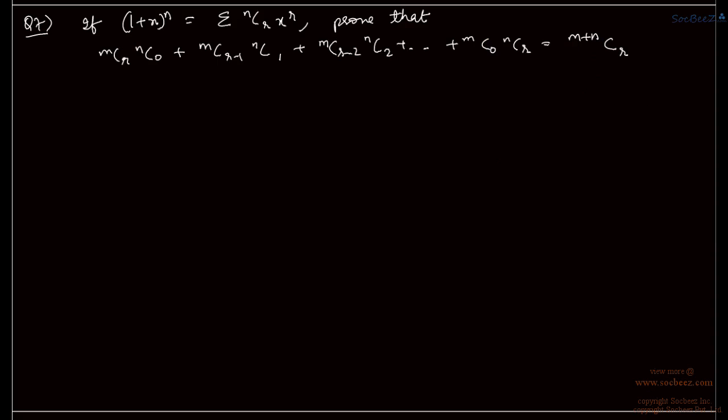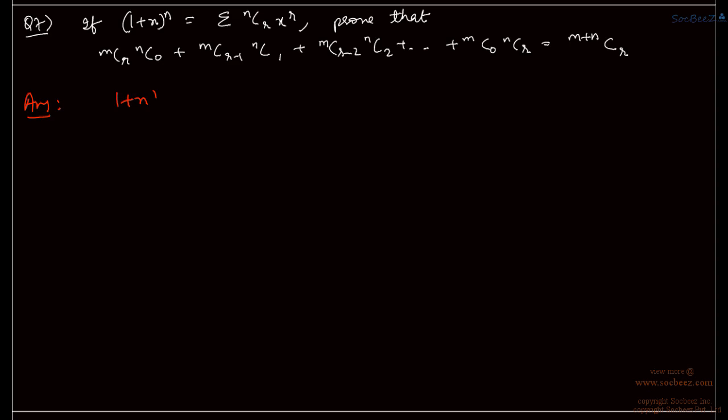Next question. If (1 plus x) to the power n is written as the sum of nCr x to the power r, prove that mCr nC0 plus mC(r minus 1) nC1 plus mC(r minus 2) nC2 all the way till mC0 nCr is equal to (m plus n)Cr. So again we see that this somehow is related to the binomial coefficients. The binomial coefficients are again related to the exponents of x, right?